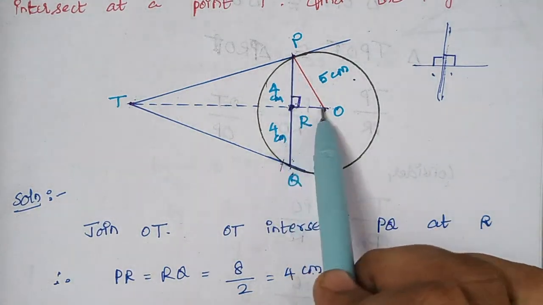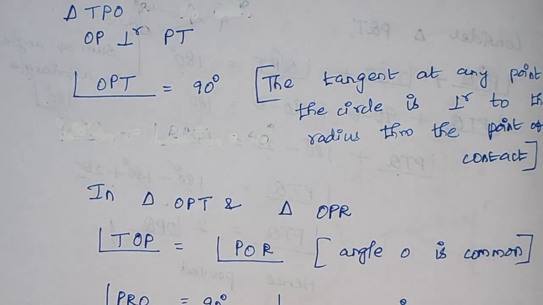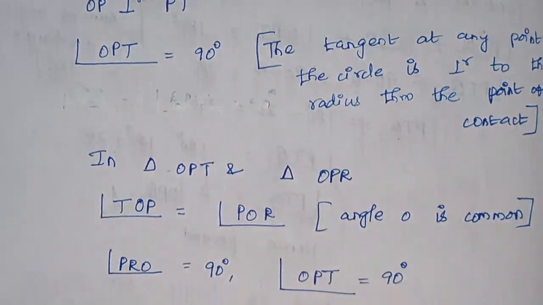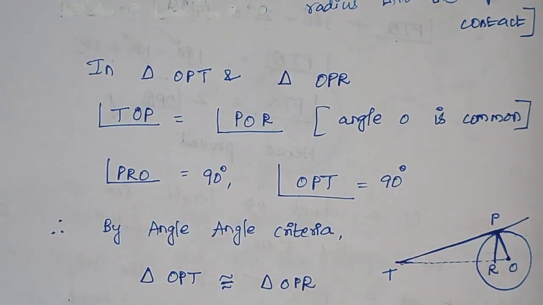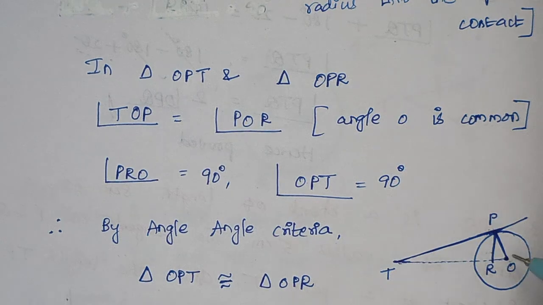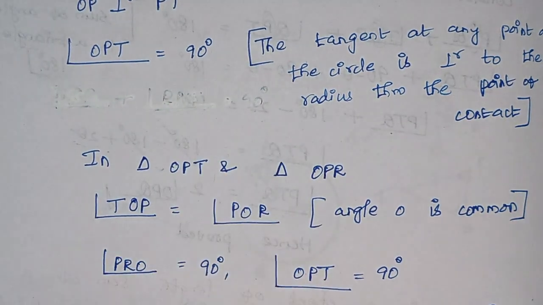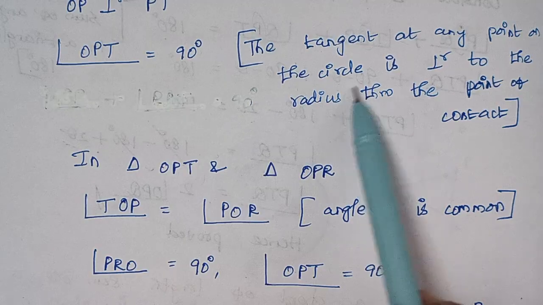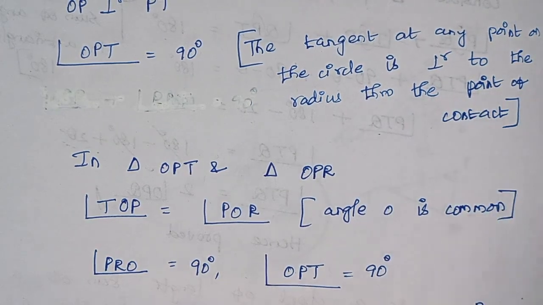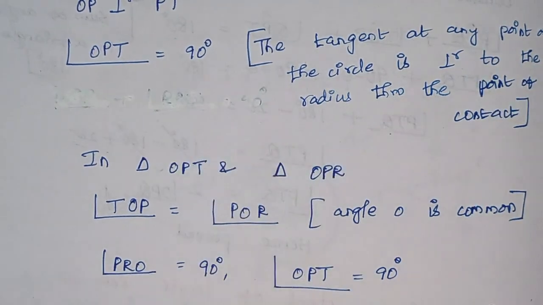So in this triangle, we know the values of all the sides. Again, look at triangle TPO. Here I have drawn the same thing. Consider this part. Here OP is the radius and TP is the tangent. So what about the angle here? The angle OPT will be equal to 90 degrees. This is based upon theorem 10.1: the tangent at any point on the circle is perpendicular to the radius through the point of contact. So the perpendicular denotes that the angle is 90 degrees.